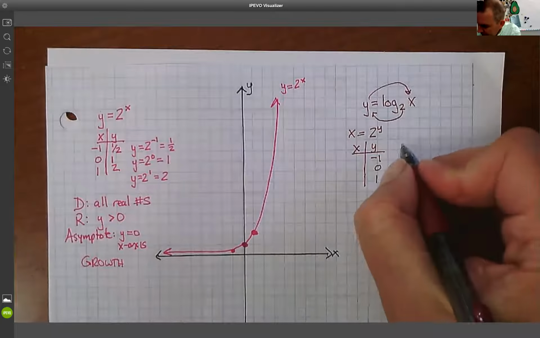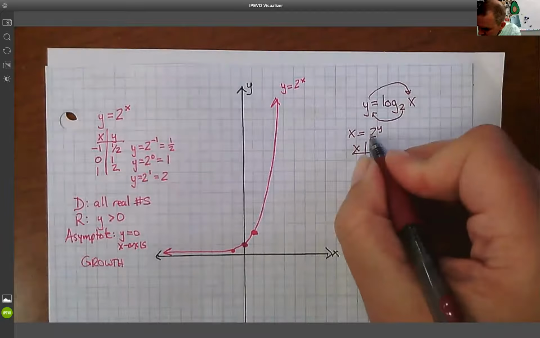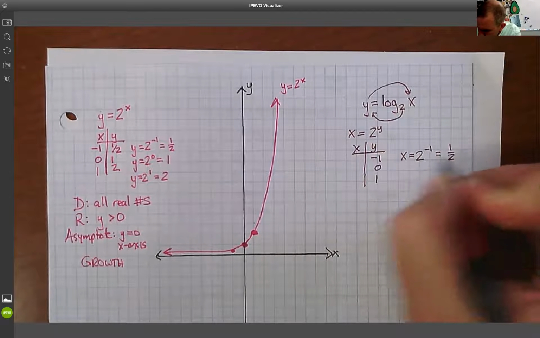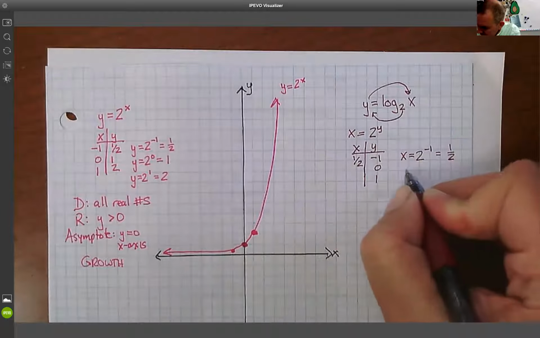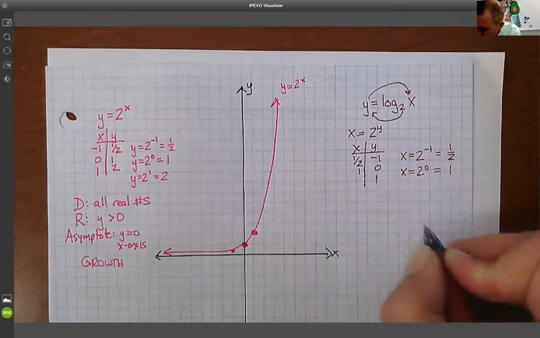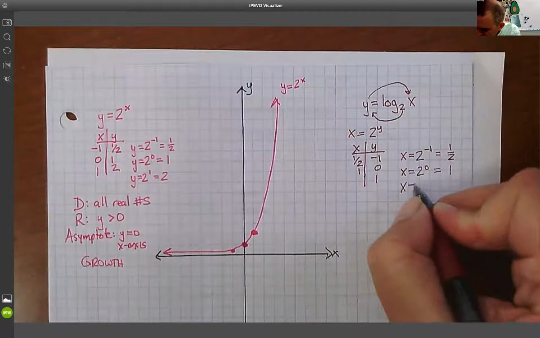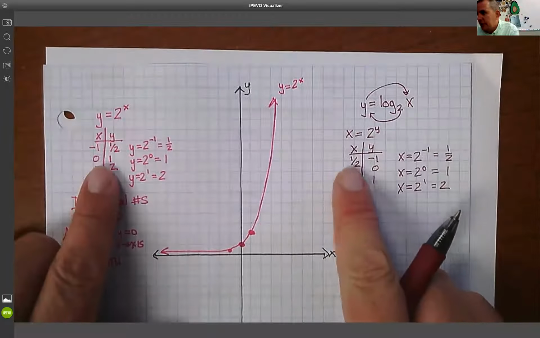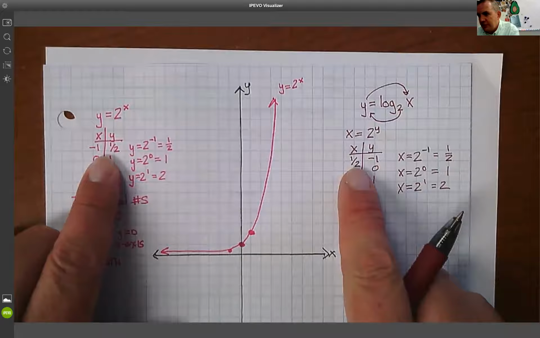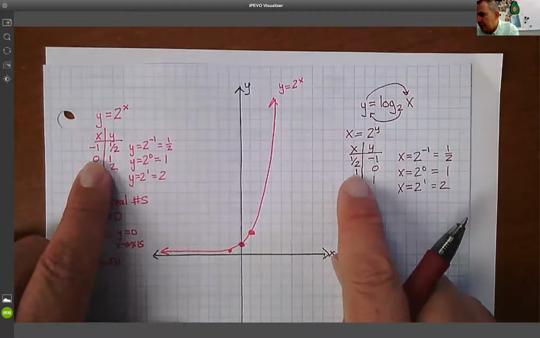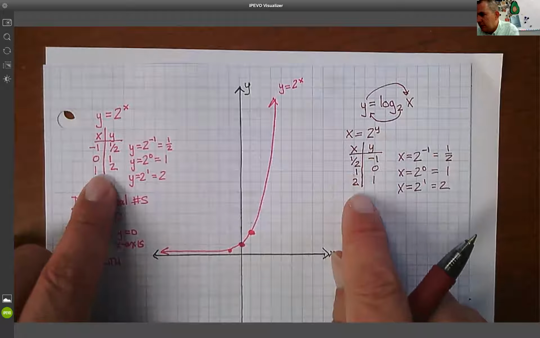So again, follow that same logic. X equals 2 to the -1, so x equals 1/2. X equals 2 to the 0. 2 to the 0 is 1. So it's 1, 0 here. And the last one, x equals 2 to the first, so this is 2. So what I want you to look at is what happened to the points. The x's and y's swap position. This was -1, 1/2. This is 1/2, -1. This was 0, 1. Now it's 1, 0. This was 1, 2. Now this is 2, 1.